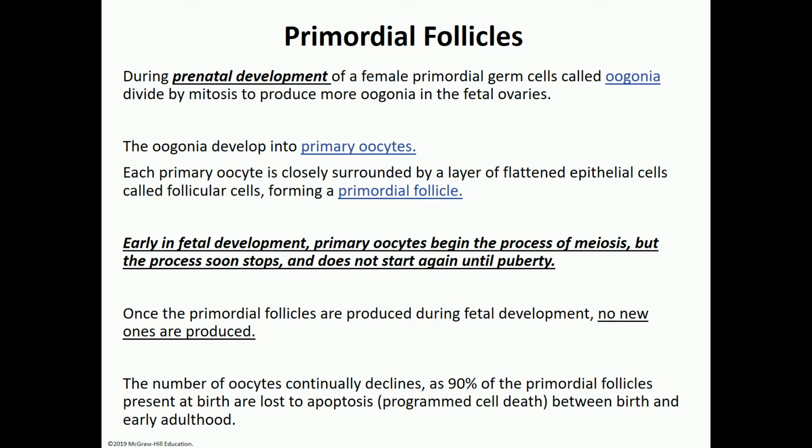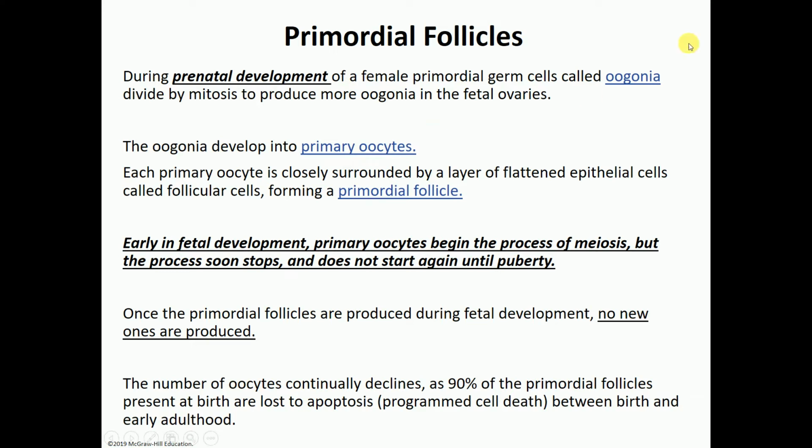Now the process of oogenesis actually starts during prenatal development, and I have it highlighted there to make sure that it gets your attention. Okay, so the process of oogenesis, again, does not start at puberty like it does in males. It rather starts in the prenatal development.